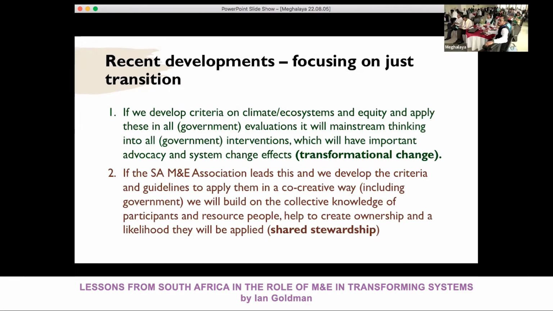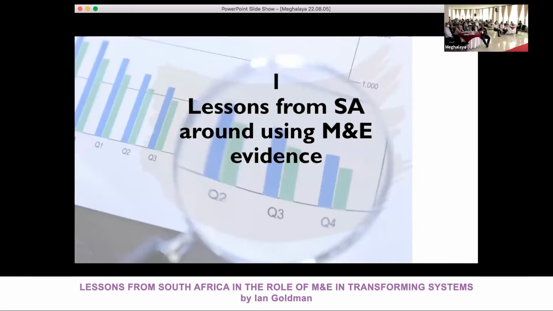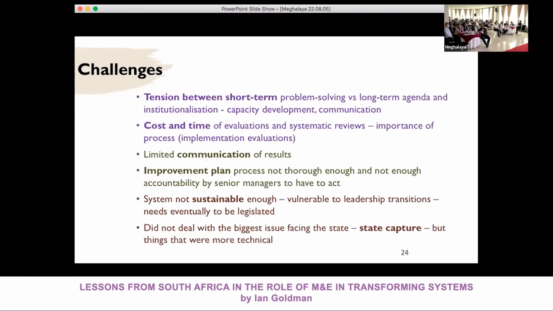And just in the words of Bobby Milstein and Jane yesterday, this is about creating shared stewardship. And these are the guidelines we've actually been developing, and they're being piloted at the moment. And the idea is this could become a transformative impact, because all interventions in South Africa will now have to think about these things.